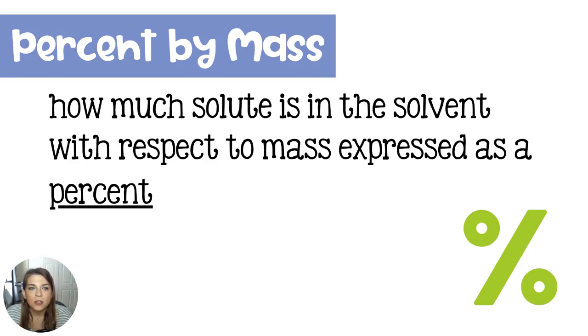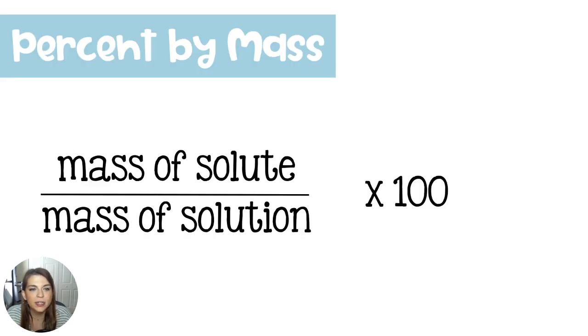So here we're talking about how much solute is in the solvent with respect to mass, and we're going to express that as a percent. So the solute is going to represent some mass percent of the whole thing. The equation here is the mass of the solute in grams divided by the mass of the solution in grams times 100 to turn it into a percent. You could also do this by kilograms or milligrams. It's often grams over grams, just to keep things nice and simple.